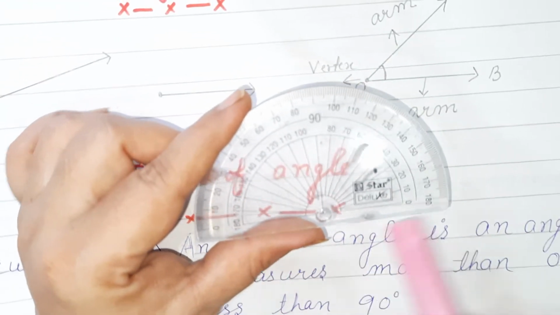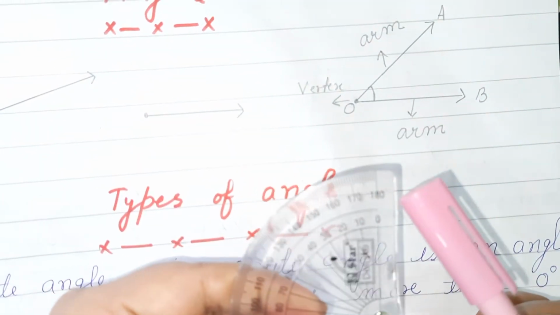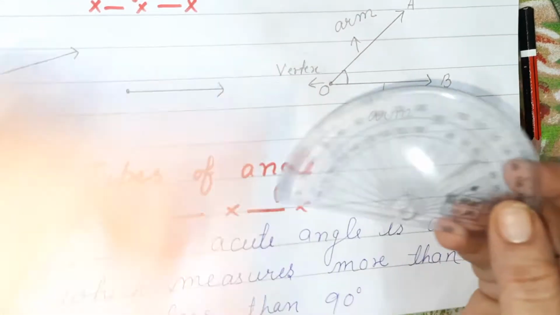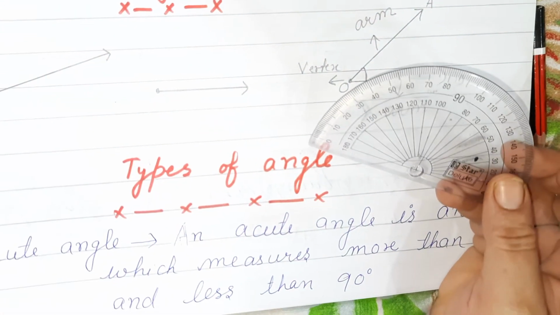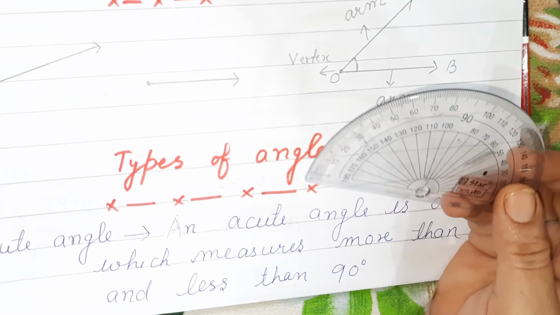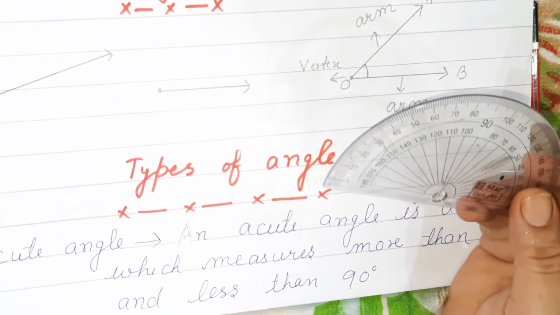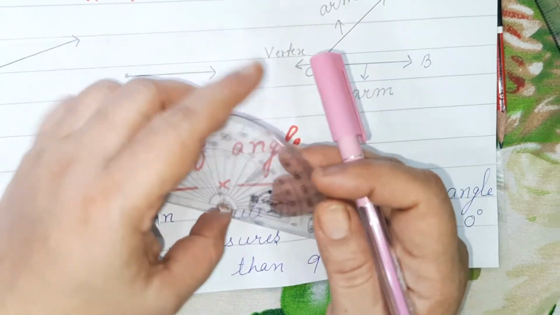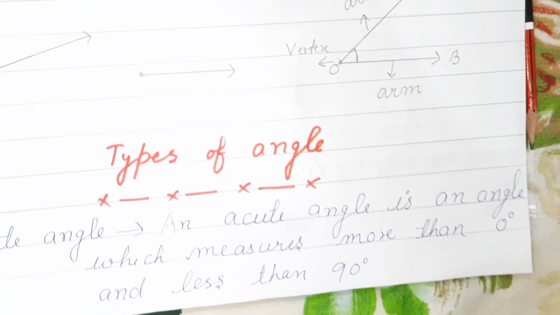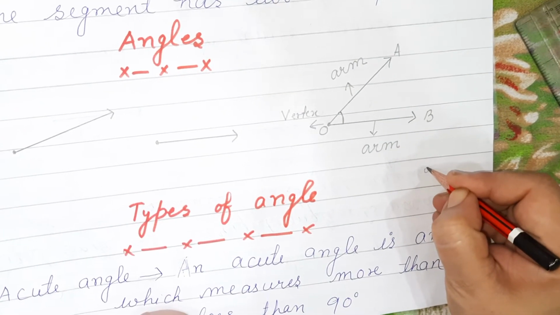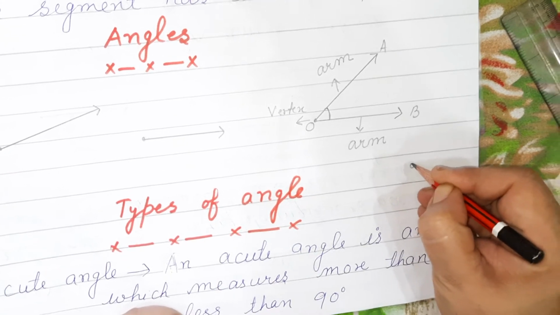Students, this line is the base of the protractor. We use a protractor to measure the angle. And we measure angle in degrees. This small 0 is the sign of degree.